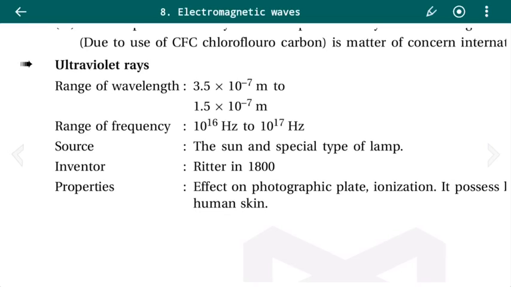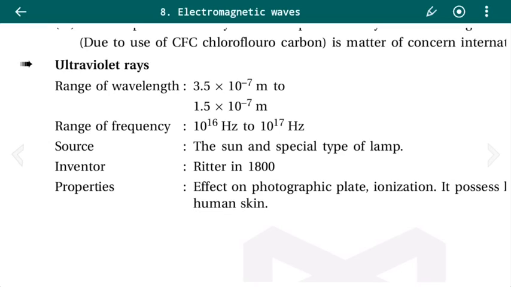So as discussed earlier, the range of the wavelength of ultraviolet rays is 3.5 into 10 raised to minus 7 meter to 1.5 into 10 raised to minus 7 meter. The range of the frequency is 10 raised to 16 Hz to 10 raised to 17 Hz. The main source of the ultraviolet rays is the sun, and other than that hot bodies or some special type of lamp can produce the ultraviolet rays.